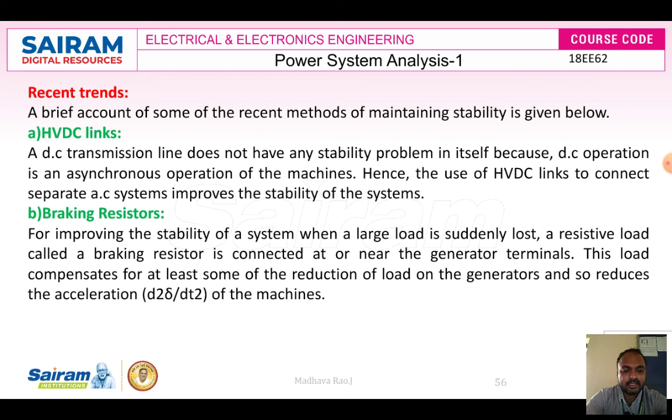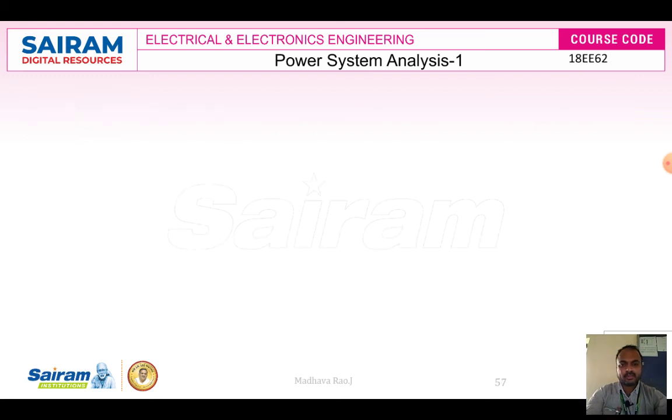Once the load suddenly decreases, the generator will speed up, so the generator will accelerate. To avoid that, we will use braking resistors. Resistor banks, one set of resistors, will be connected near to the generating stations. So this is one method. Okay, so these are the methods we will use to improve the stability of the system.